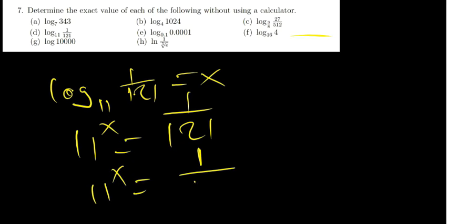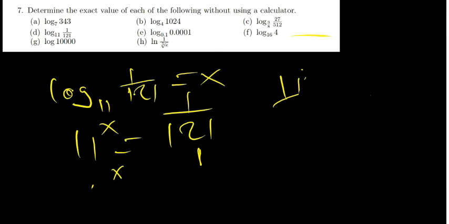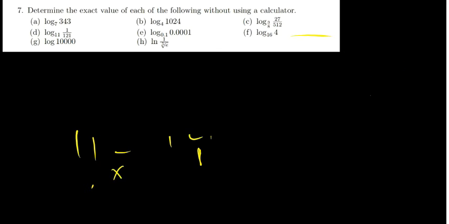Now 121 is the same as 11 to the power 2. So 1 over 11 to the power 2 is the same as 11 to the power negative 2. So 11 to the power x is going to be equal to 11 to the power negative 2. The bases will cancel, and x will be equal to negative 2. Meaning that the exact value of log base 11 of 1 over 121 is negative 2. But again, I can use the properties of logs to find the exact value without using a calculator. So there are two methods. You choose which one to use. You end up having the same answer.